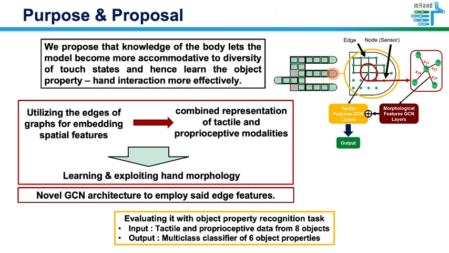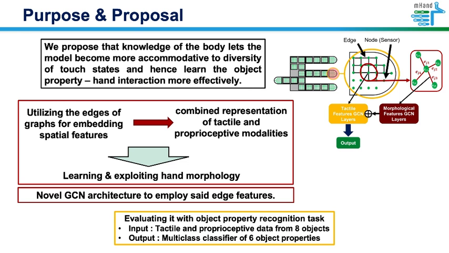Taking this idea, we propose that knowledge of the body lets the model become more accommodative to the diversity of the touch states, and hence it learns object properties and hand interaction more effectively. To produce a combined representation of the tactile and proprioceptive modalities in a graph, we propose utilizing the edges of a graph for spatial embedding, in our case the morphological features of the hand. We further propose a novel way to process such features which are associated with the same nodes of the graph but have different modalities. We evaluate our proposed method with an object property recognition task to see how well it accommodates different properties of objects.